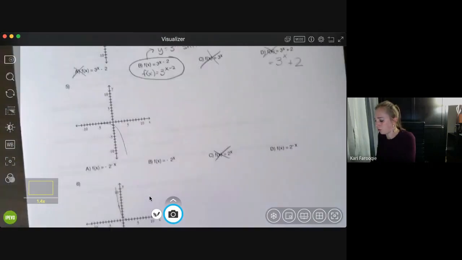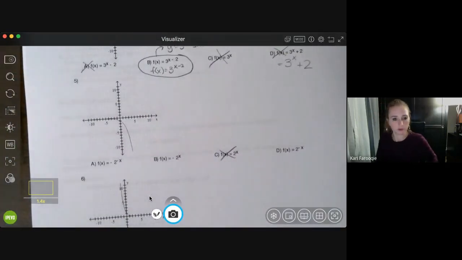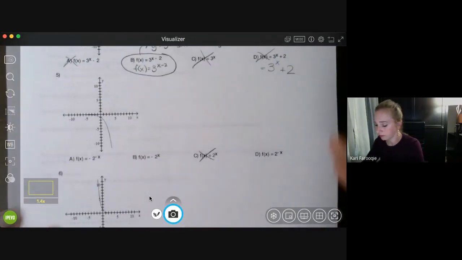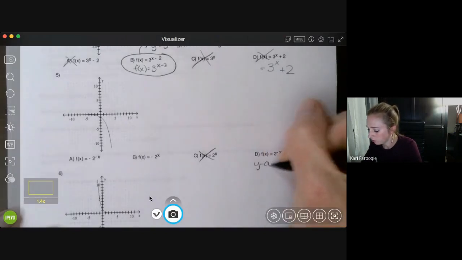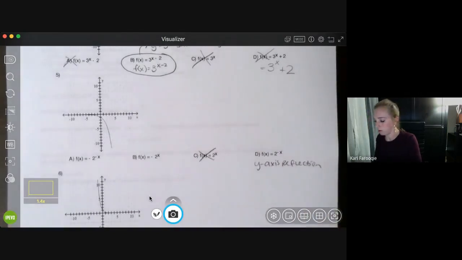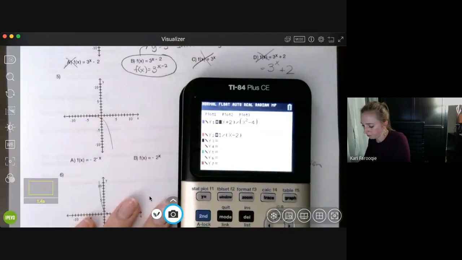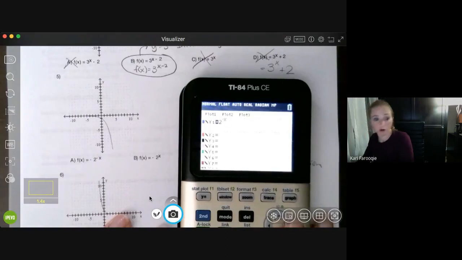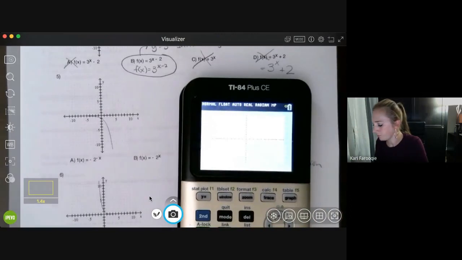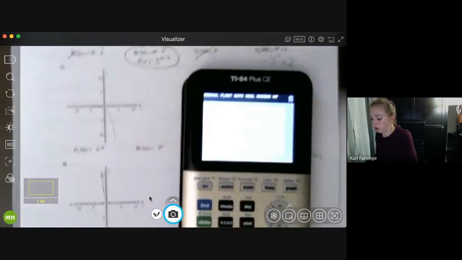I wish I had my 2-5 notes out. We would discuss. Okay, if you don't remember, I'll remind you. This is a y-axis reflection. And if you don't believe me, put it into your calculator. See if we can get it to graph today. 2 to the negative x. You already know what 2 to the x looks like. Now find 2 to the negative x. And there it is. 2 to the negative x is just your original function 2 to the x.